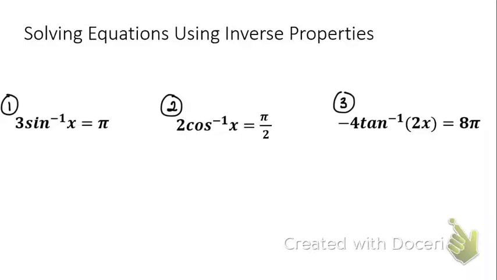So we're solving for x. The first thing we want to do is get rid of this 3 that's being multiplied. So how do you get rid of the 3? Divide. Let's divide both sides of your equation by 3.